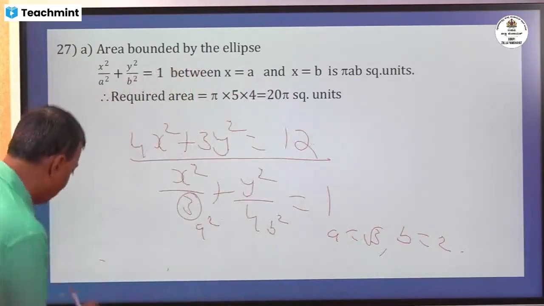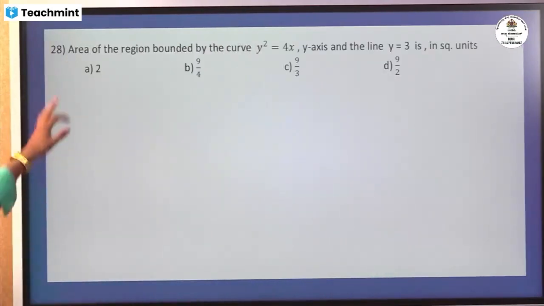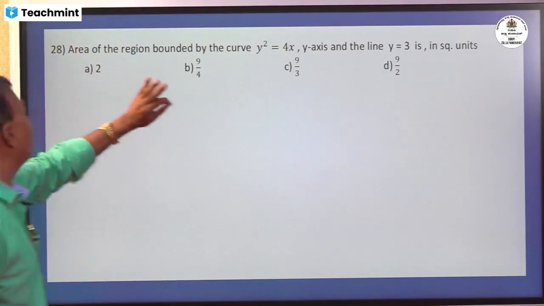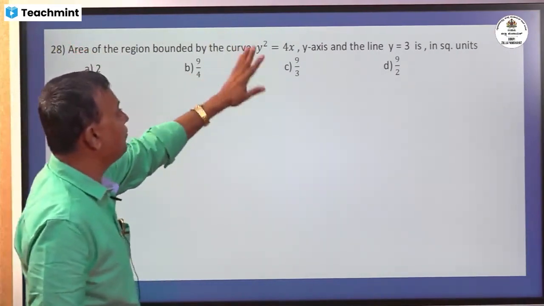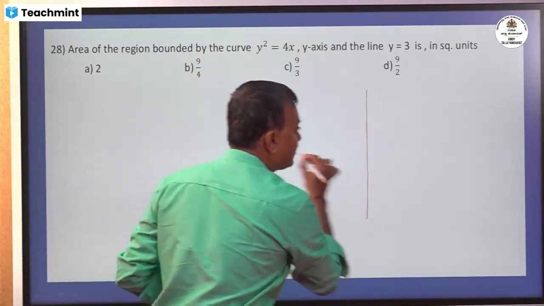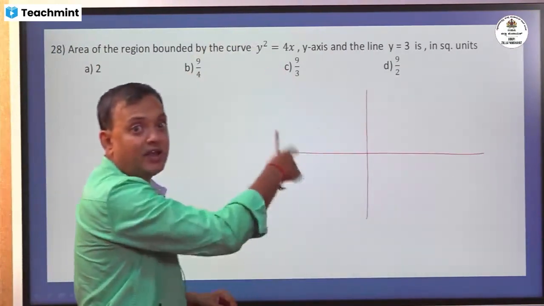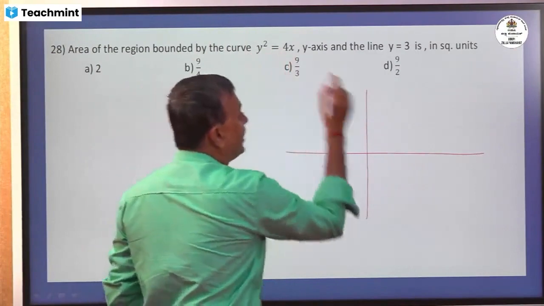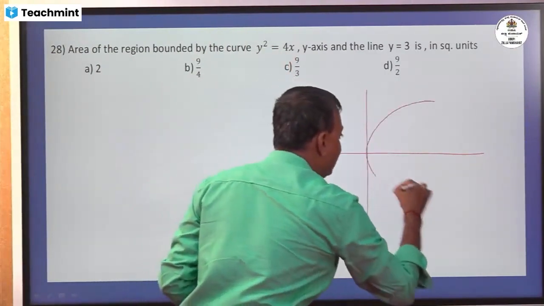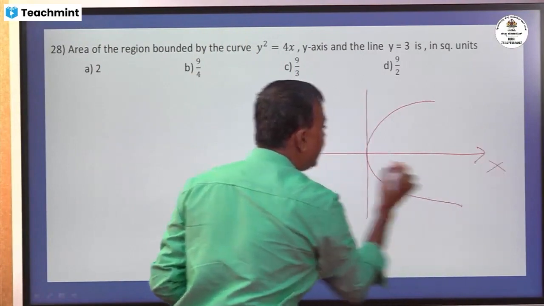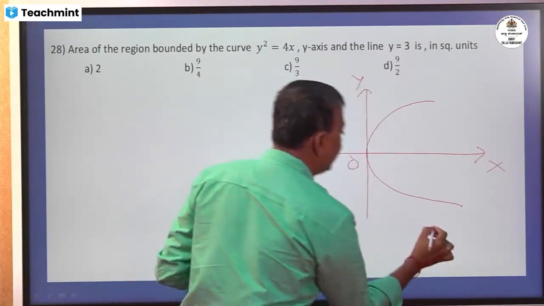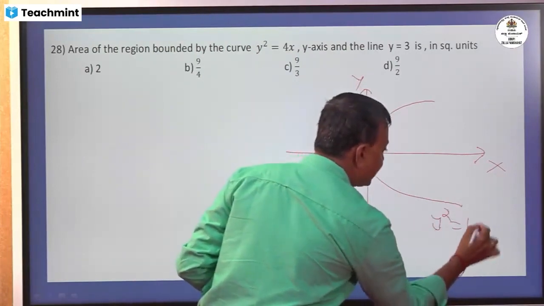So you should know it this way. Next question, area of the region. This came in the exam recently. Area of the region bounded by the curve y square equal to 4x. This is y square equal to 4x; x square equal to 4y opens upward, but here y square equal to 4x opens to the right, correct? Standard parabola, y square is equal to 4x.